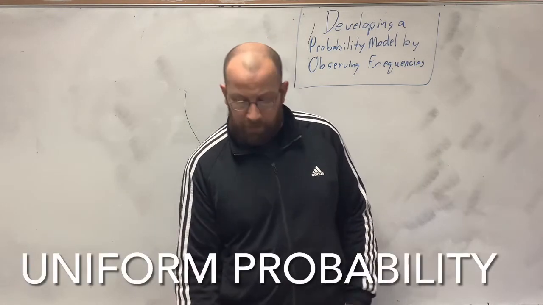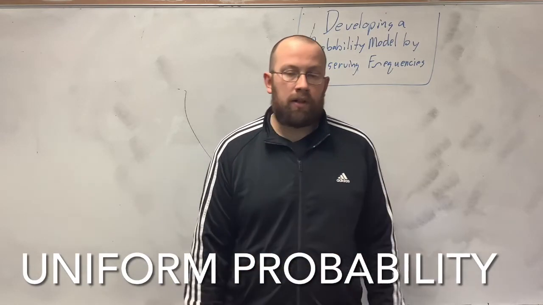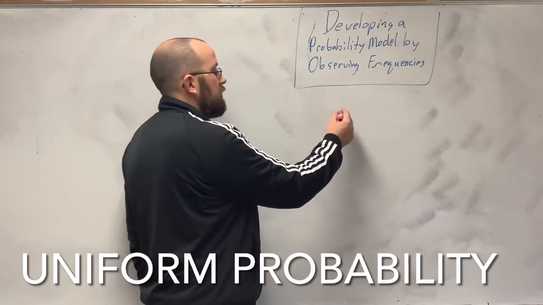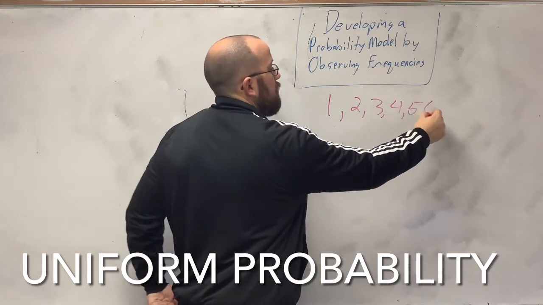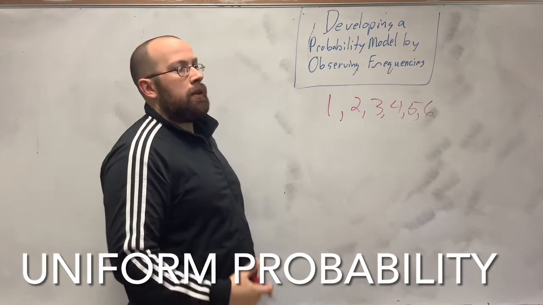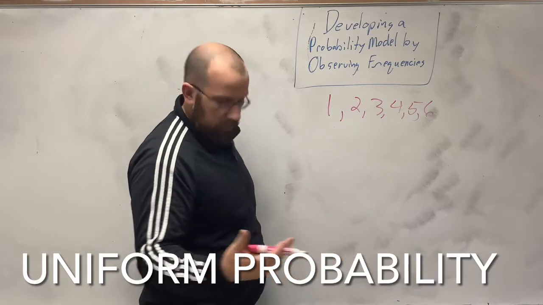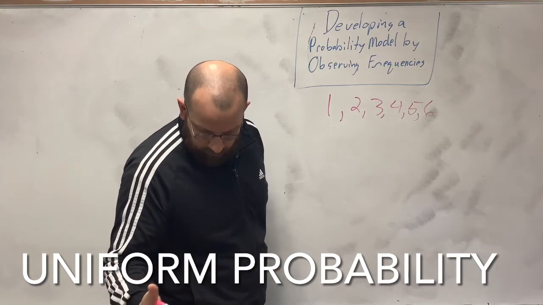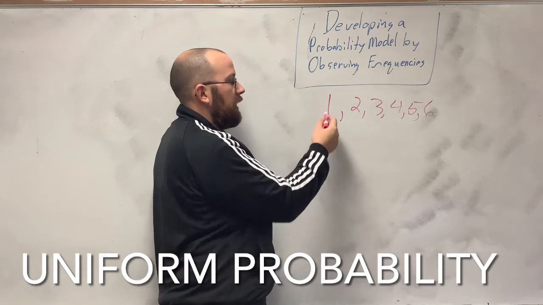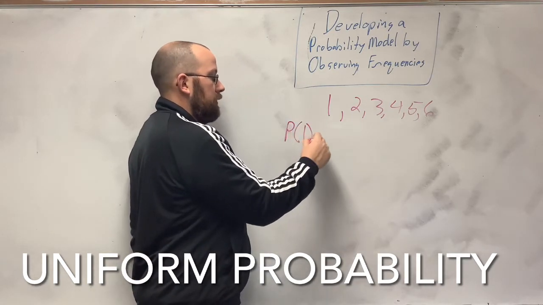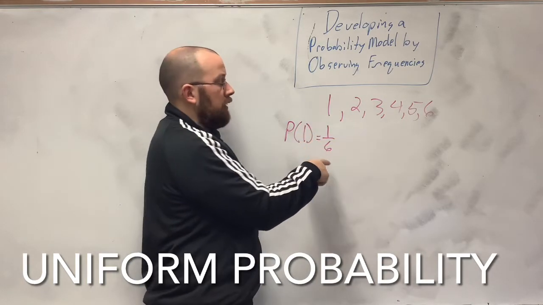So a uniform probability model assigns equal probabilities to all outcomes. If I'm rolling a die, you can get a 1, 2, 3, 4, 5, or 6. So what are my chances of getting a 1 here? Well, it's 1 over 6. There's only one outcome that I desire over 6 possible.